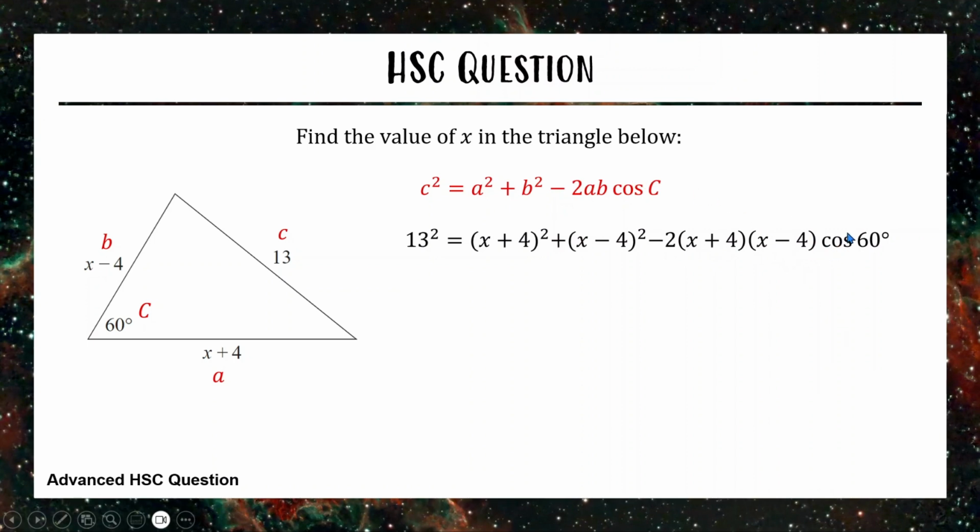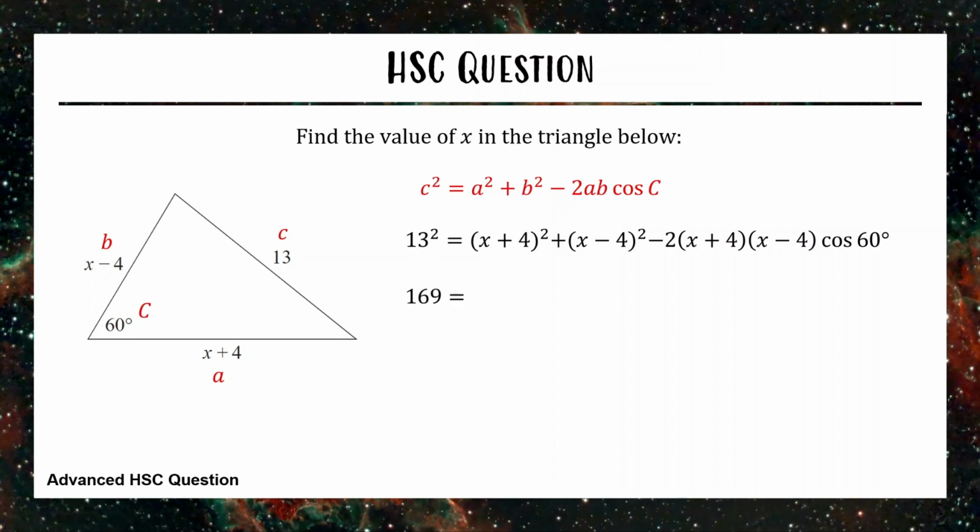And on the end, we have the cos angle being cos 60. So now the goal is to simplify this equation as much as possible, do a bit of expanding, and then hopefully try and solve this quadratic equation to find the value of x. All right, so starting off with the easy part, 13 squared, 13 times 13 is 169.